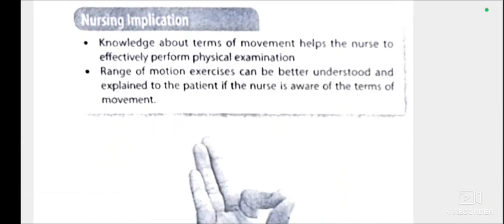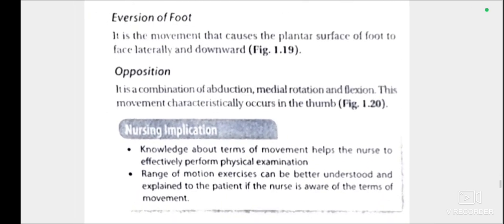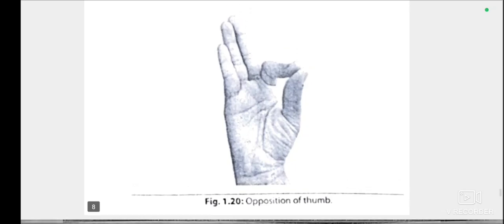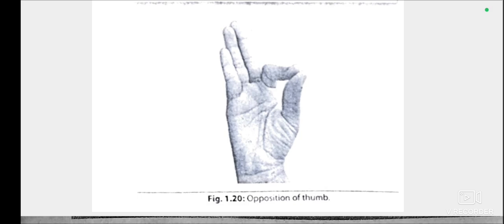And next, range of motion exercises can be better understood and explained to the patient if the nurse is aware of the terms of movements. If the nurse has knowledge about these terms, the nurse can practice exercising a client and explain the movements. Okay, this is the opposition term. Opposition of the thumb. This term occurs only in the thumb.